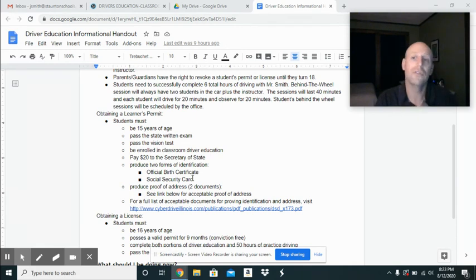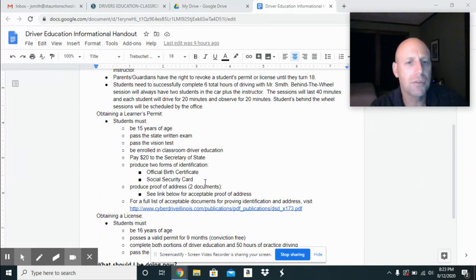If the answer is no, that you don't know where that stuff is, start the process now of getting it replaced. Start the process of getting a social security card replaced. Start the process of getting your birth certificate replaced. That way, whenever you do turn 16, it doesn't hold you up. It doesn't prevent you from getting your license.